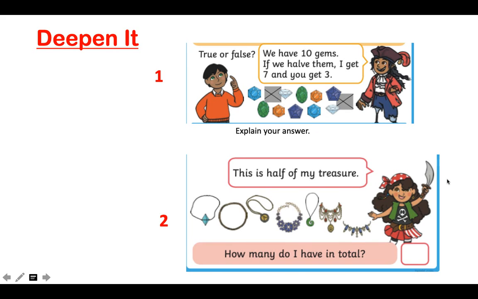So our deepen it, you've got 2 questions here that I want you to have a go at. So number 1, we have 10 gems. If we halve them, I get 7 and you get 3. True or false? And then explain your answer. And then number 2, the pirate says, this is half of my treasure. How many do I have in total? Okay, so pause your screens and have a go at that for me.